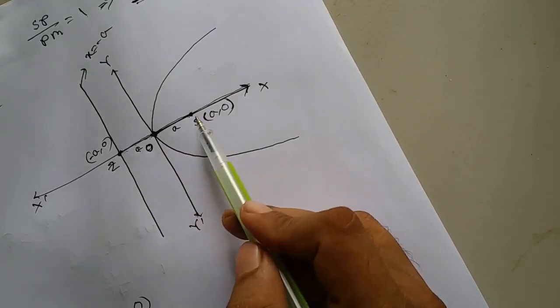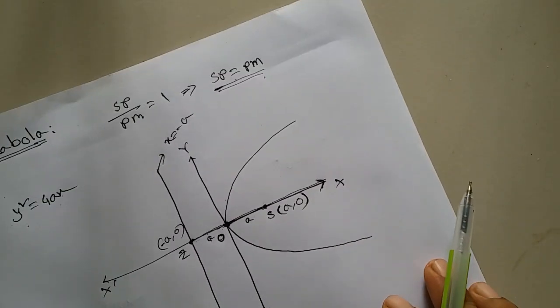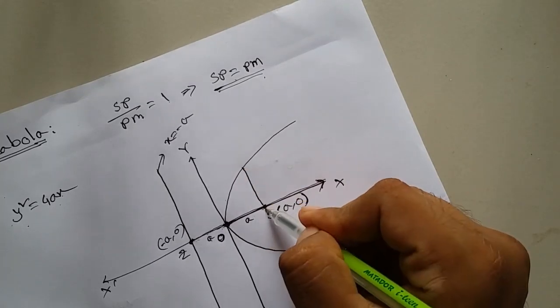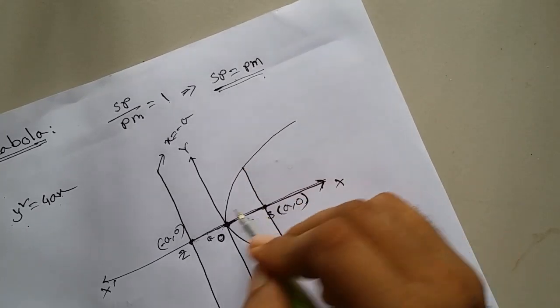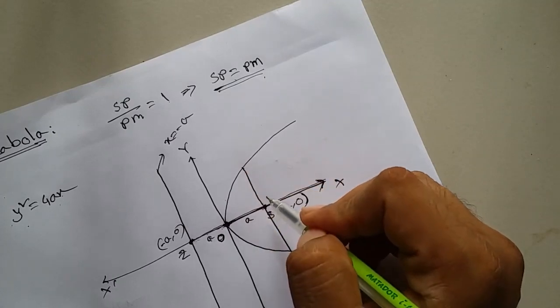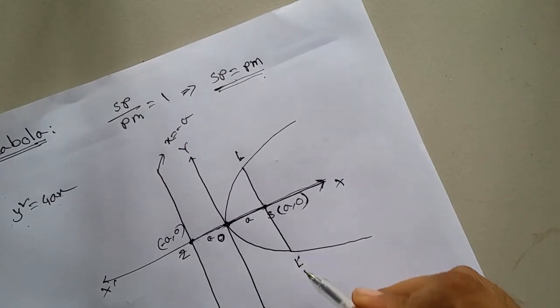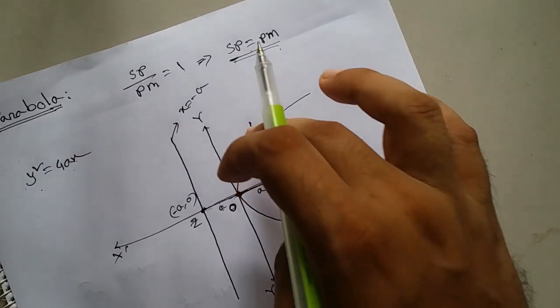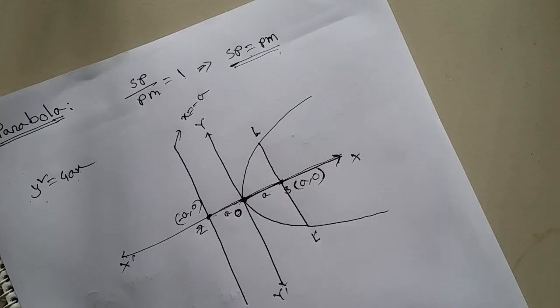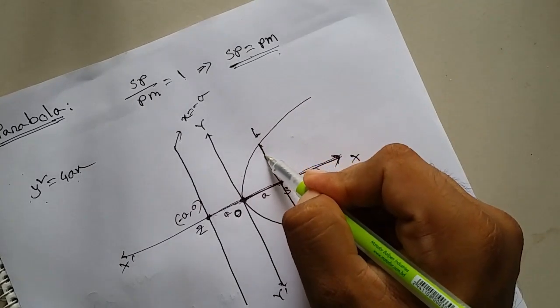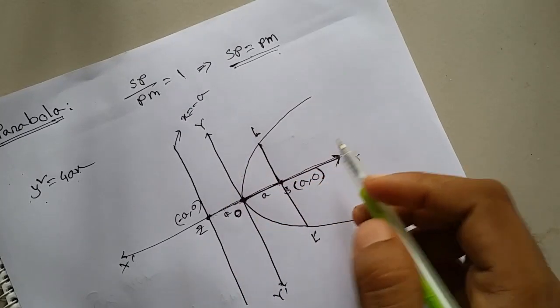Now I get focus, axis, vertex, foot, and directrix. Now latus rectum. Latus rectum is the focal chord which is perpendicular to axis. This is the latus rectum. Mark this latus rectum L L prime. So here L L prime is the latus rectum. This is perpendicular to axis.